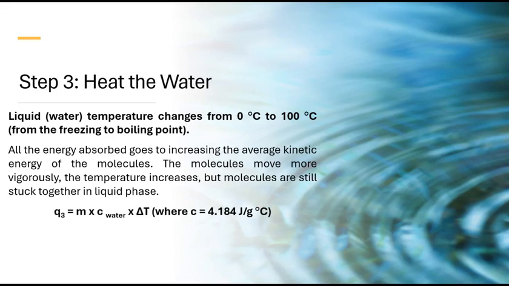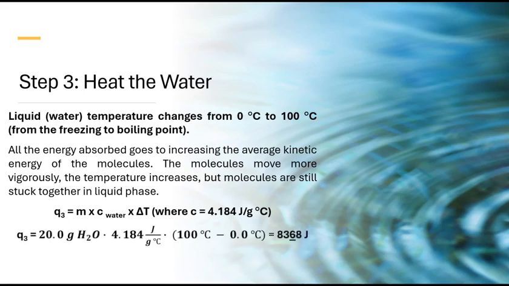So, because we have a temperature difference, we're going to go ahead and use Q equals mc delta T. Since we're working with liquid water, we're going to use the specific heat capacity of water, 4.184 joules per gram degrees Celsius. So Q3 is equal to the mass of water, 20.0 grams, times the specific heat capacity of water, 4.184 joules per gram degrees Celsius, times the change in temperature of the water from its freezing point, that's T initial, to its boiling point, that's T final. That will result in 8,368 joules of energy required.